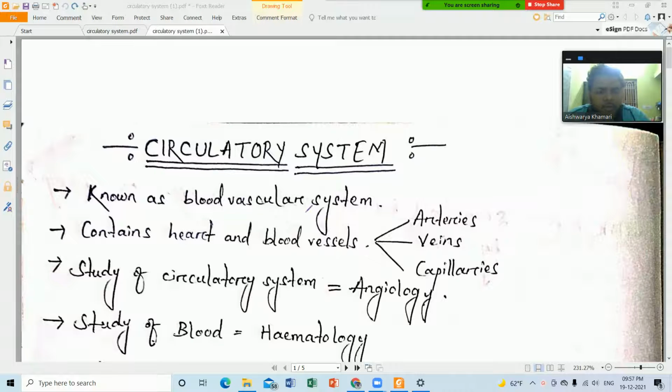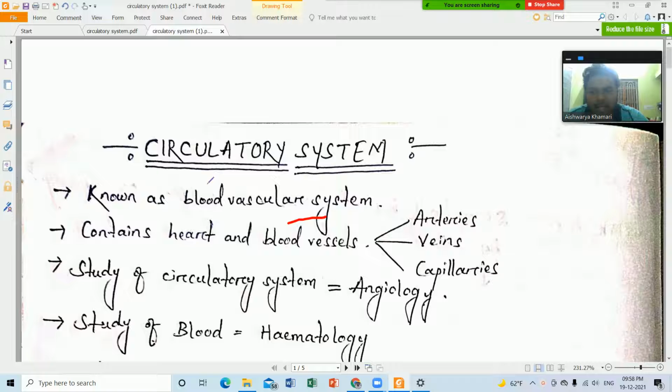Hello everyone. So now we will discuss the circulatory system. The most important circulatory material, that is the blood, is circulated through the organism's body. That's why the circulatory system is also known as the blood vascular system.